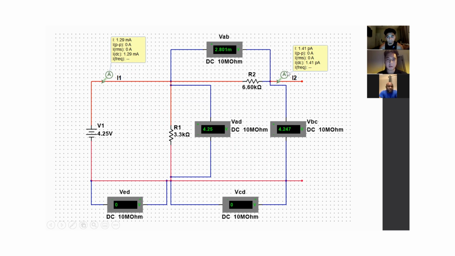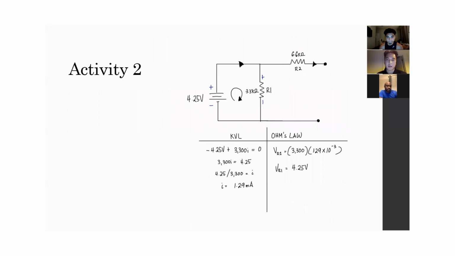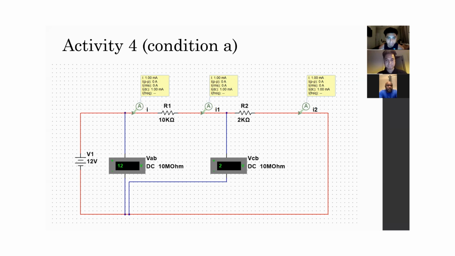VAB is getting 0.801 millivolts, which pretty much is non-existent. It's actually supposed to be 0. From my understanding, it might be a software glitch, or it could be a leakage current coming out of this wire, since this wire is still connected. Here is the hands-on calculation that we got. If you compare that to the measurement from the simulation, we pretty much have the same value.